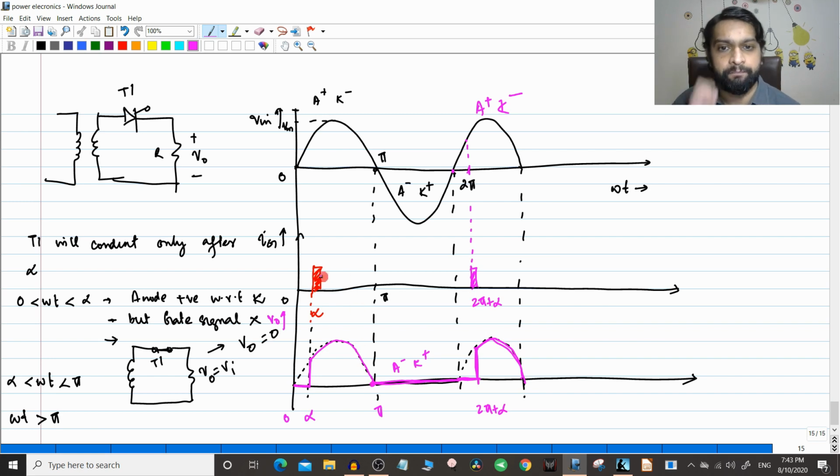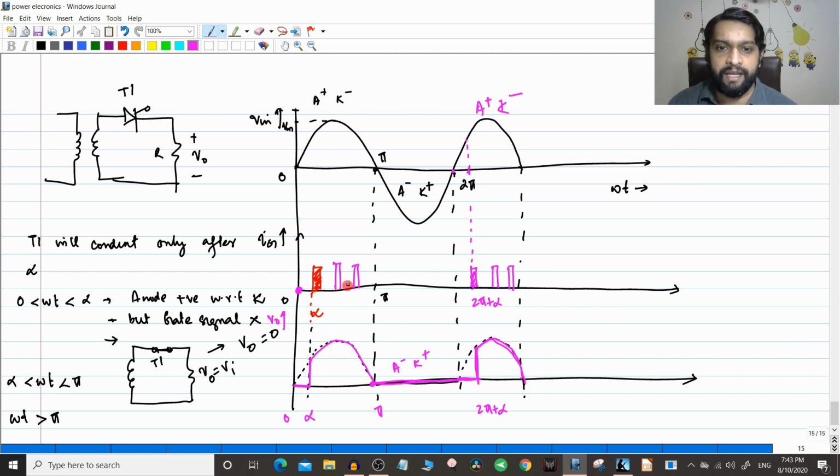So you can see, depending upon the position of the alpha where I am giving, I can give the alpha here, I can give the alpha here, or I can start the alpha here itself. In this case, it will be just the same as the diode rectifier. If I give the triggering at alpha equal to 0, or at omega t equal to 0, it will be the same as the diode rectifier. The graph will start from here.